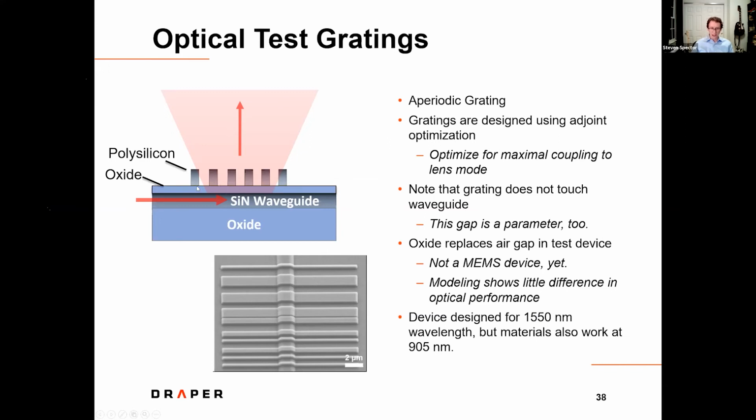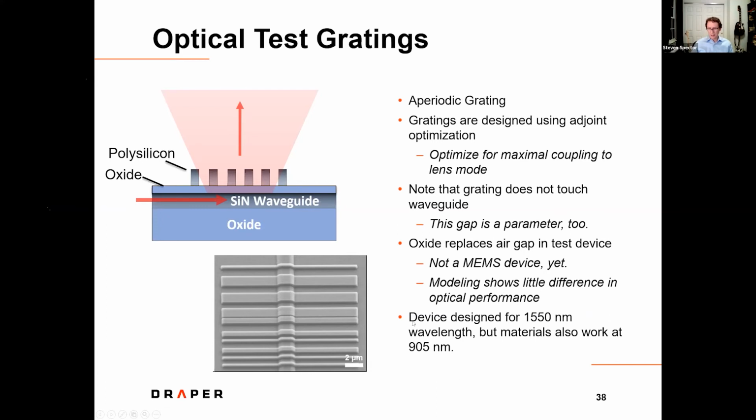Again, the grating does not actually touch the waveguide. There's a space here. Now, this is a MEMS structure, so we don't have the ability to suspend the grating in midair. We just use an oxide, but it turns out it doesn't change a whole lot when you do the modeling, having an oxide here versus air. And then you can always adjust the design a little bit to make up for it.